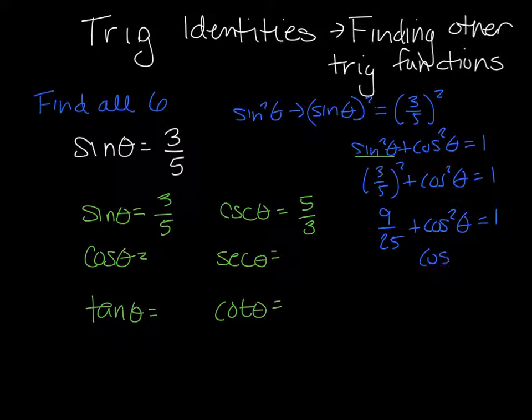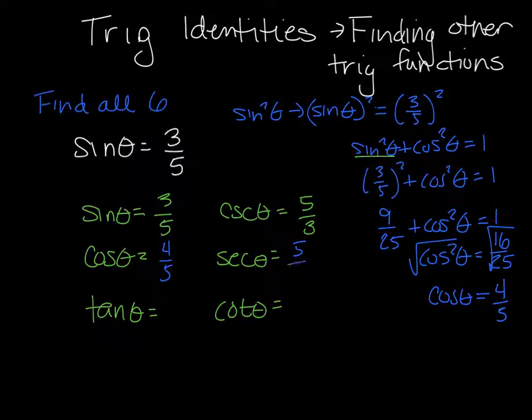Subtract 9 over 25 from both sides. So then we get 16 over 25. And then I need to know what cosine is, so I'm going to square root that. And we get cosine equals 4 over 5. So now I know the cosine value is 4 over 5, which means the secant value can flip over as 5 over 4. So this Pythagorean identity, this one right here, we're going to use quite a bit. So become familiar with that one and memorize it. It'll help you out quite a bit.